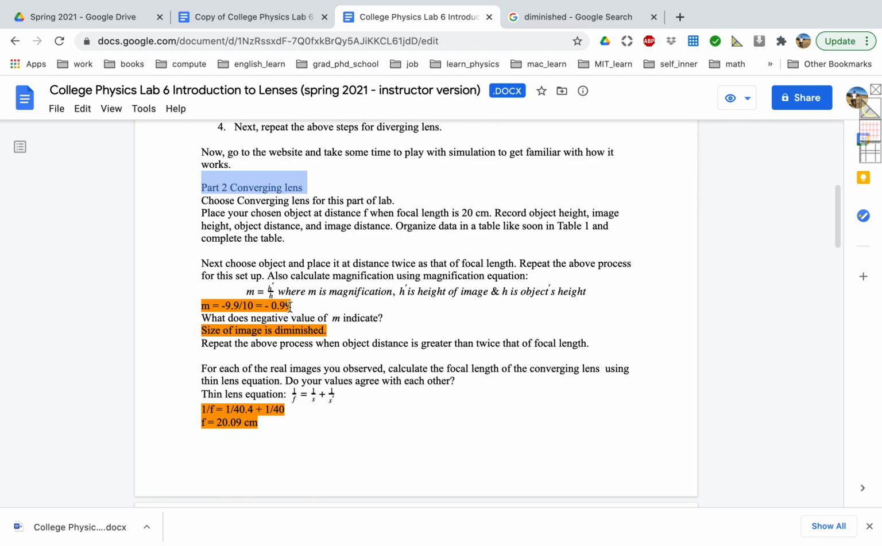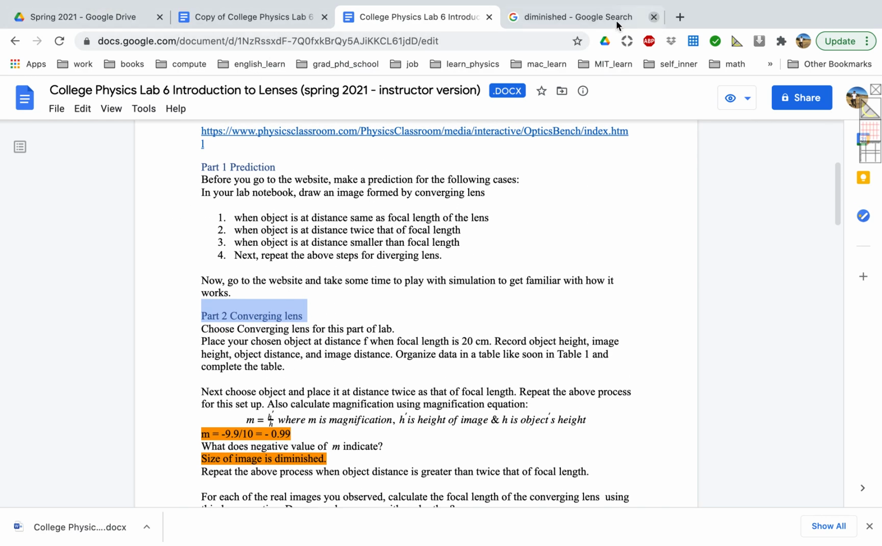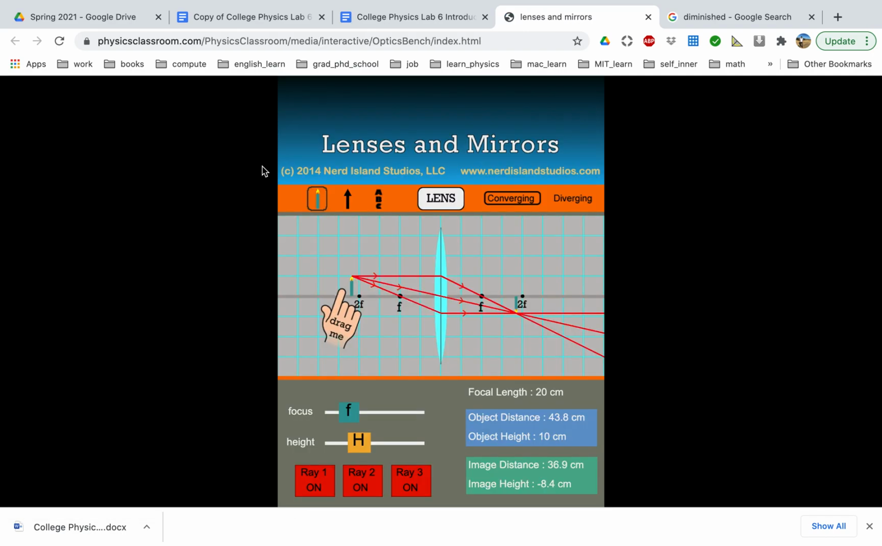For this lab, students are going to use this simulation. Let me see, I thought I had opened this. Let me go over there. So this is the simulation here. It's pretty user friendly. Students are first going to choose the converging lens. For now it's already on the converging lens here.